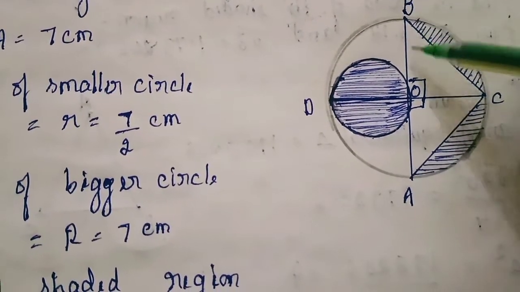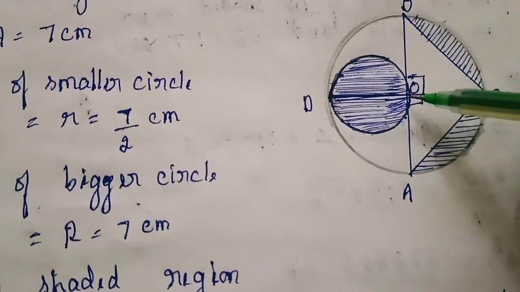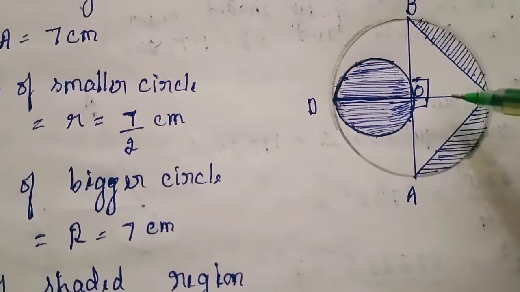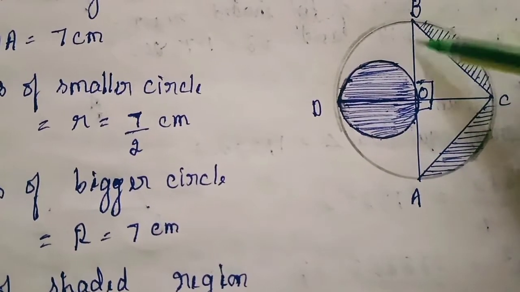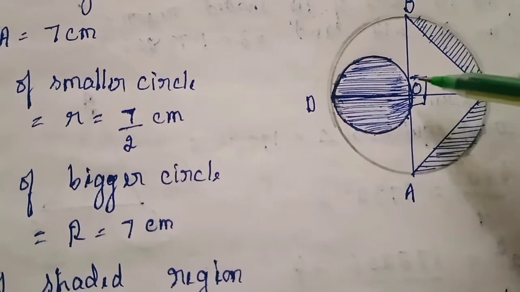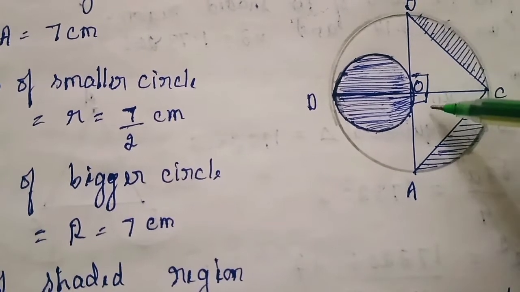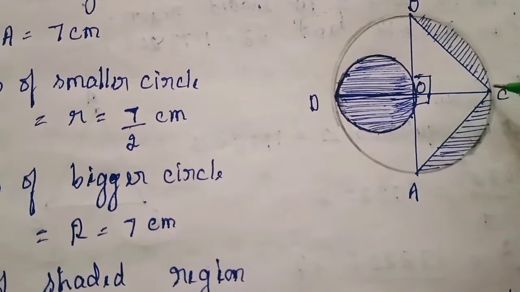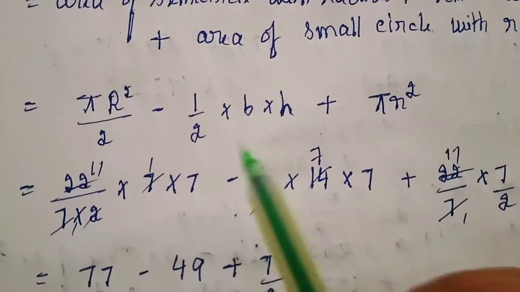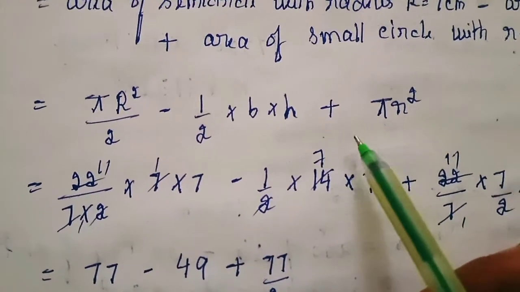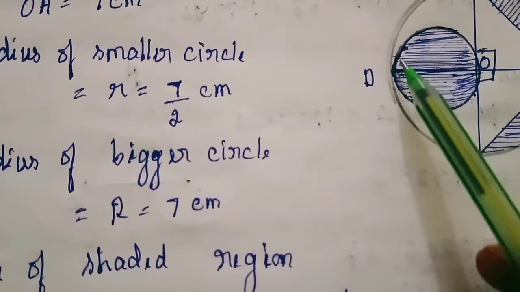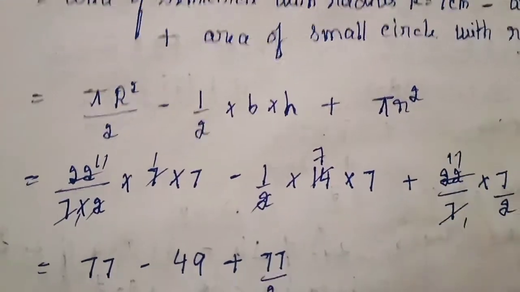14 centimeter will become the base of this triangle, and the height, you can see the height of this triangle is the radius, that's why it is 7 centimeter. So the base is the diameter, so it is 14, and the height is the radius, so it is 7. Why is it called height? Because you can see this is 90 degrees, given in the question, so this becomes the perpendicular height. Now half into base into height plus pi r square. What is this pi r square? This is the area of this smaller circle with small r.